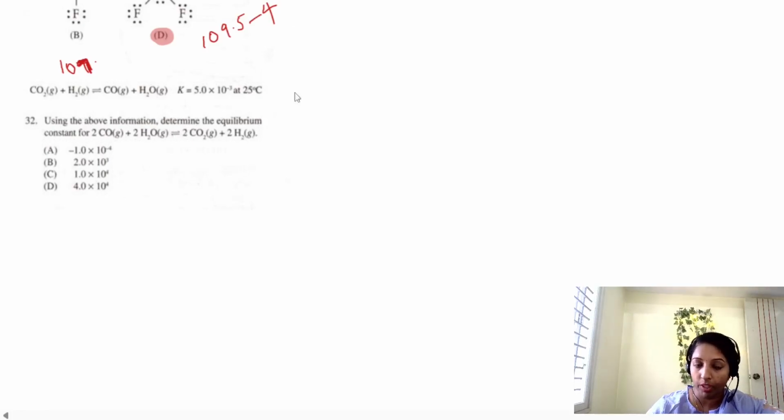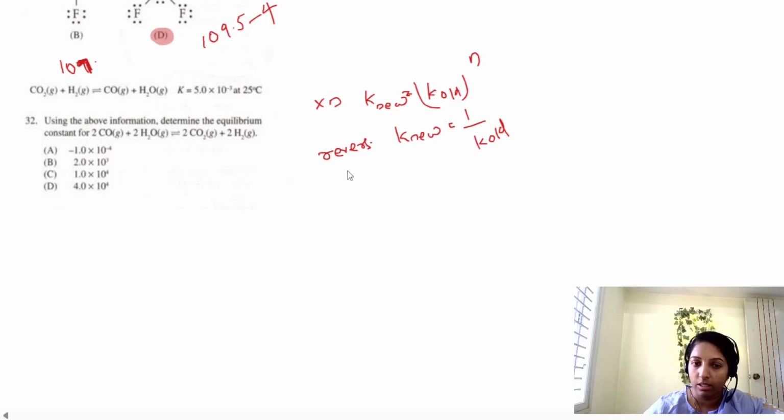Okay. So when you manipulate the equation, what happens to the K value? When you multiply by some n value, the K new becomes K old raised to n, isn't it? And when you reverse the reaction, what happens? When you reverse the reaction, K new becomes the reciprocal of K old, not like Hess's law. And one more thing, when you add reactions, the K does not get added, the K new will be multiplied, like K1 times K2, like that it will change.